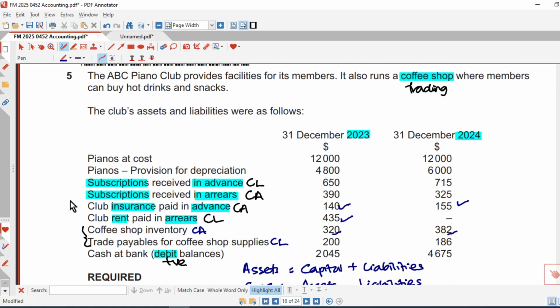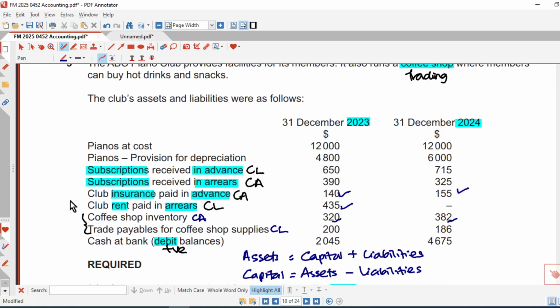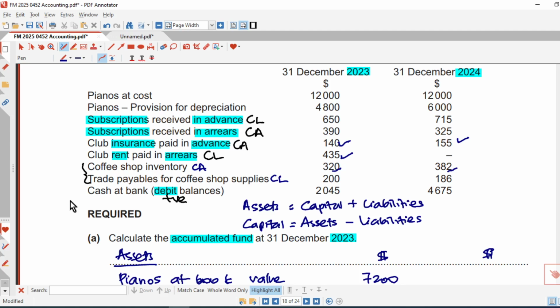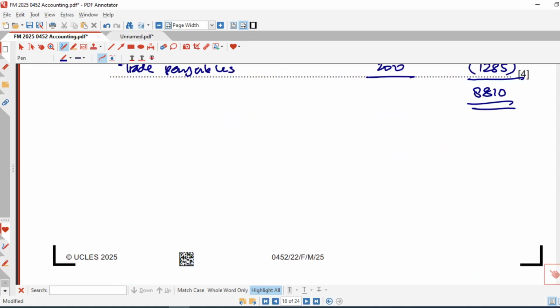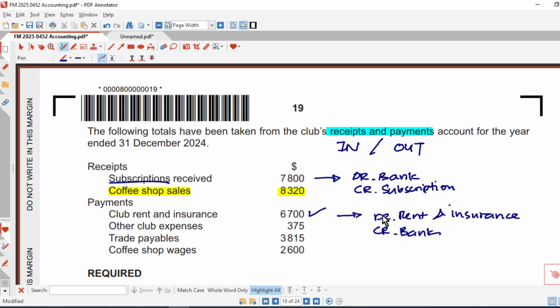Oh no, actually I don't. Right, I don't have the purchases for the coffee shop, right? I don't see any purchases here, and I don't see any purchases here as well. Okay, that's where the trick is, okay? For this question, we have to calculate the purchases using whatever information we have.